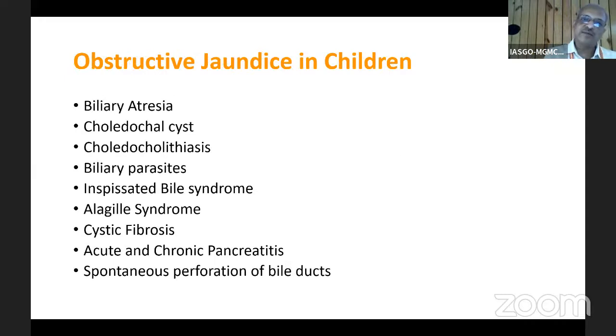And when we look at the causes of obstructive jaundice in children, the most common, nearly 80%, is biliary atresia, followed by choledochal cysts. Choledocholithiasis is again seen. It's not very rare, but in older children, biliary strictures are more often seen. Then we have other less common conditions like inspissated bile syndrome and Alagille syndrome, which are both genetic conditions, cystic fibrosis, and chronic and acute pancreatitis; age is no bar for these conditions. So again, children can present with a large pseudocyst leading to lower CBD obstruction, presenting with jaundice. And then spontaneous perforation of the bile duct is another uncommon differential diagnosis.